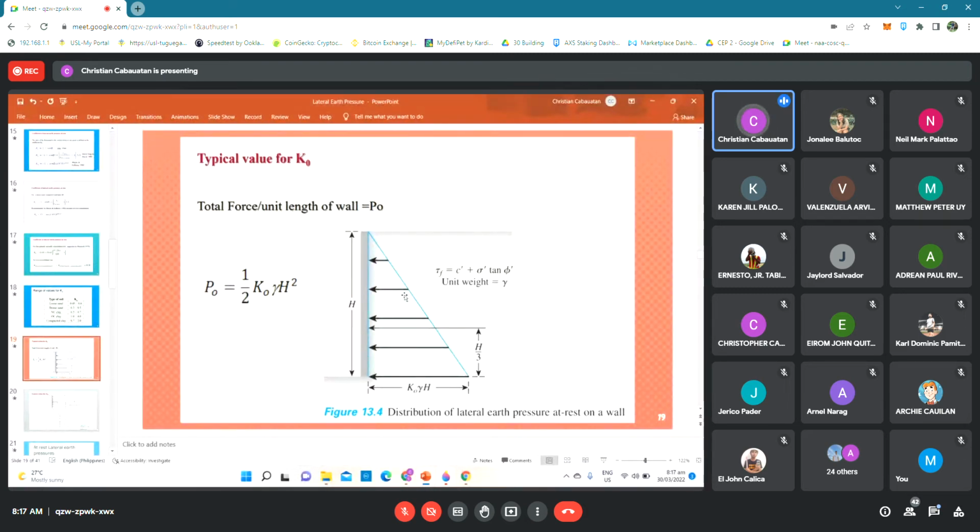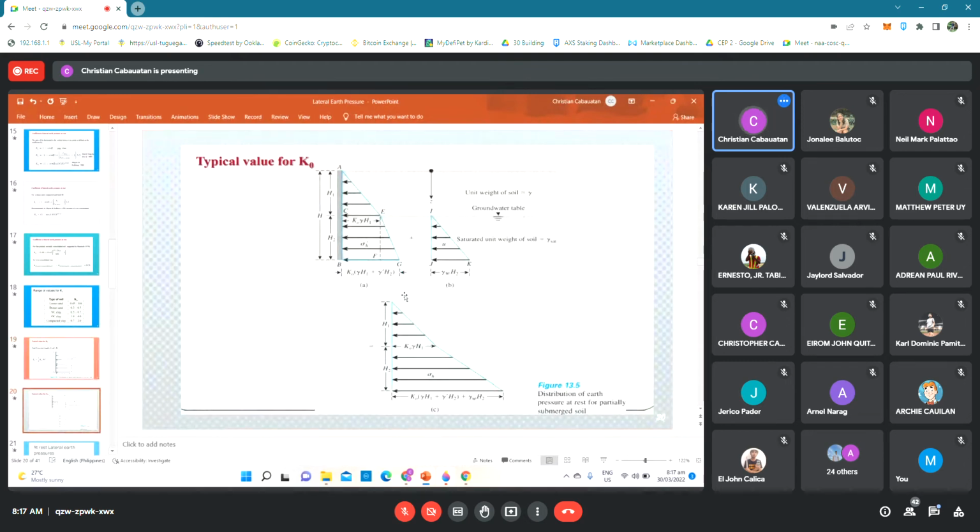So if the layer of soil is more than one, or it is two, for this type it is a two-layer soil. The first layer would be the unsaturated or dry soil, and the second layer would be the saturated soil, placed below the groundwater table. The diagram at the top of your soil would be similar to the first figure from earlier, which is simply a triangle.